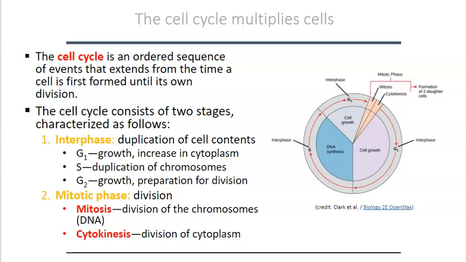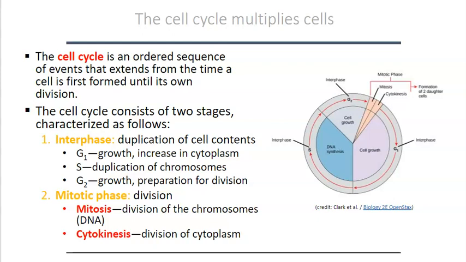Now, when we talk about the process of cell division, we really like to organize it in what we refer to as the cell cycle. And the cell cycle is an ordered sequence that extends from the time a cell is first made until it itself divides.